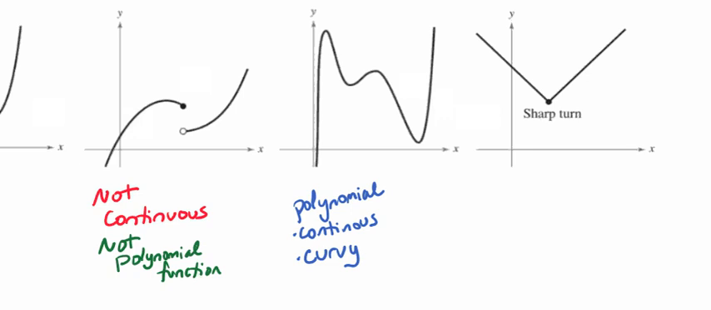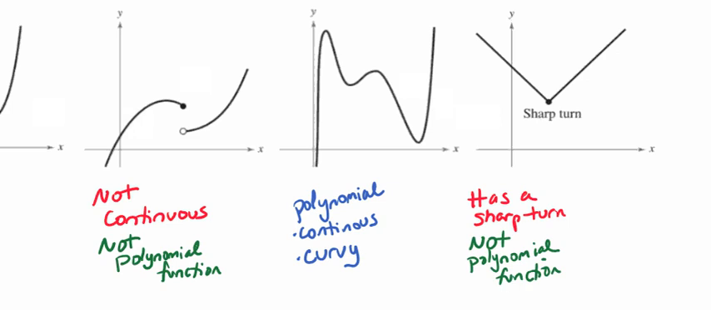Let's take a look at our last graph. Is this a polynomial or a non-polynomial function? If you said not a polynomial, you're correct. Why? Because it has a sharp turn in it. That's not a gradual turn. So this is considered not a polynomial function. And that's how you can tell the difference in a polynomial function or non-polynomial function graphically.